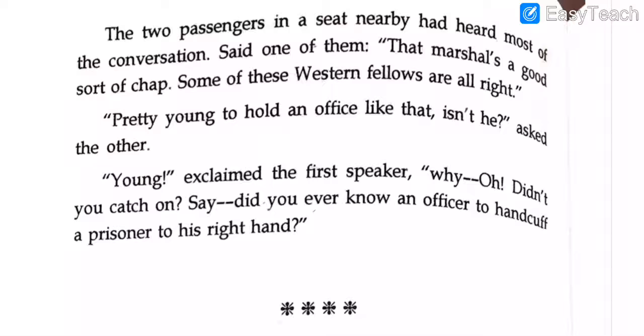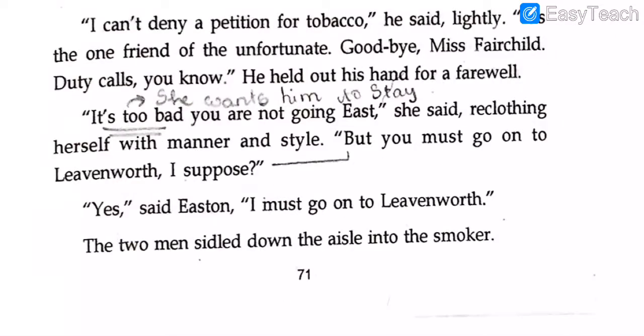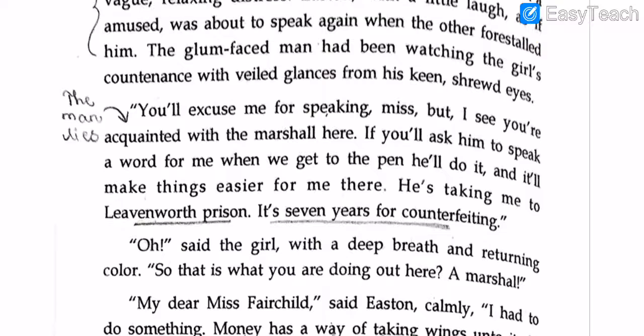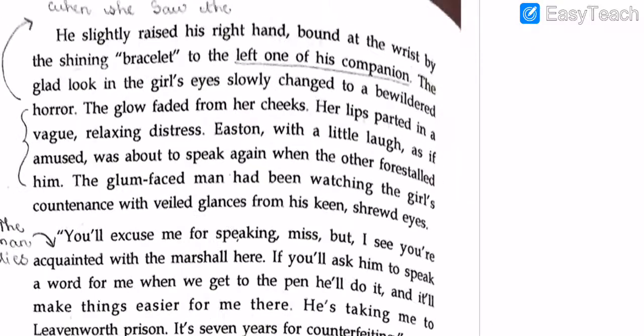Turns out that Mr. Easton was the prisoner. Why? Because we saw multiple times that he was handcuffed on the right hand, and the glum-faced man that now I'll call the marshal was handcuffed to Mr. Easton on his left hand, which just shows that Mr. Easton was no one but the prisoner, right? Now let me just go back to a few pages that I said that I will come back at.